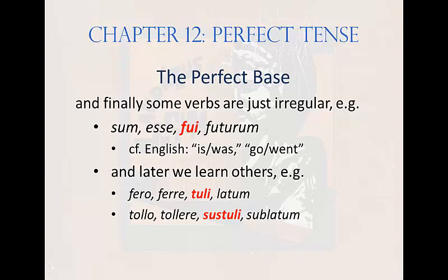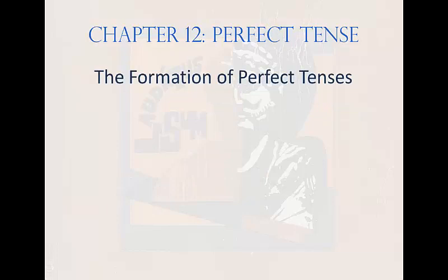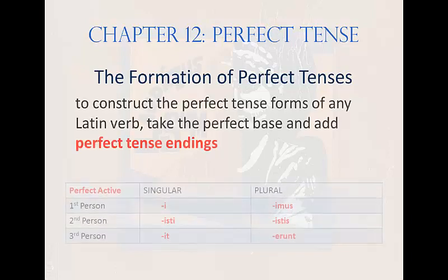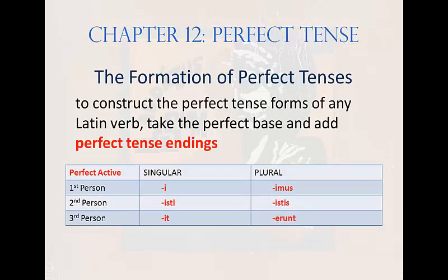So much for the perfect base. Now let's do the easy part of this lesson: how to form a finite perfect tense verb. Perfect tense verbs are much easier to form than present tense verbs because they involve only two components: a perfect base to which are added perfect tense endings. Here they are. Let's recite them together. Isti, it, imus, istis, erunt. Let's say it again. Isti, it, imus, istis, erunt.